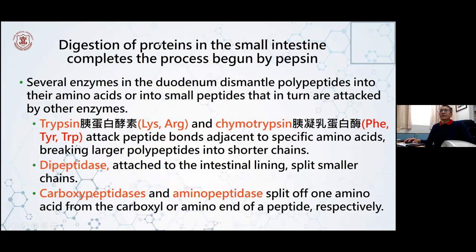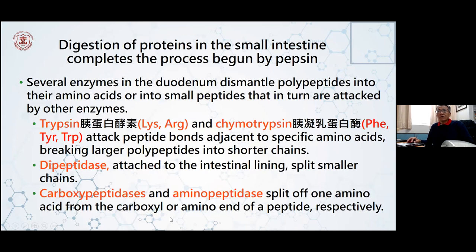And the protein is preliminarily digested in the stomach, right? So in the stomach, the protein can be digested to small peptides, not a monomer. But in the small intestine, the small peptide can be converted to the amino acid and it can be absorbed in the small intestine. So several enzymes in the duodenum dismantle the polypeptide to the amino acid.